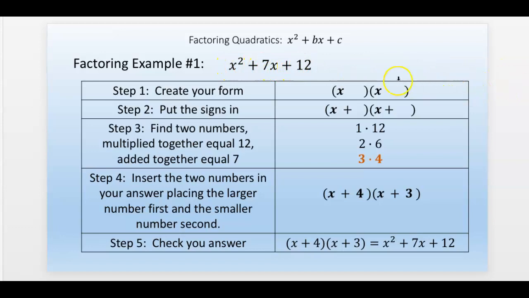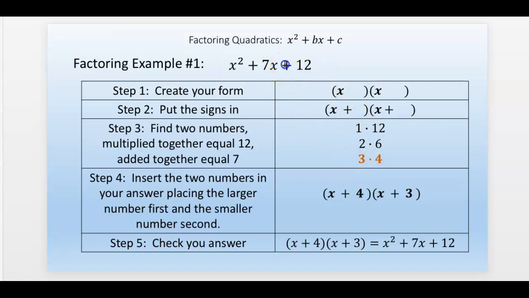What I do first, I make a form just like this. I put the x's in there because that's where they always go. Just put them in there. Then I put the signs in. For this one, they're both plus. Then I factor the 12.